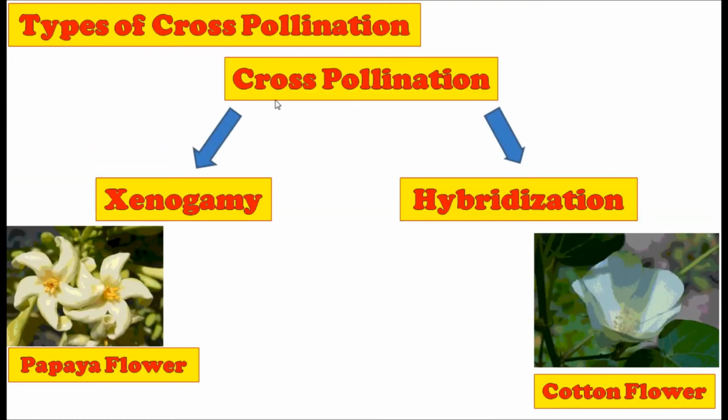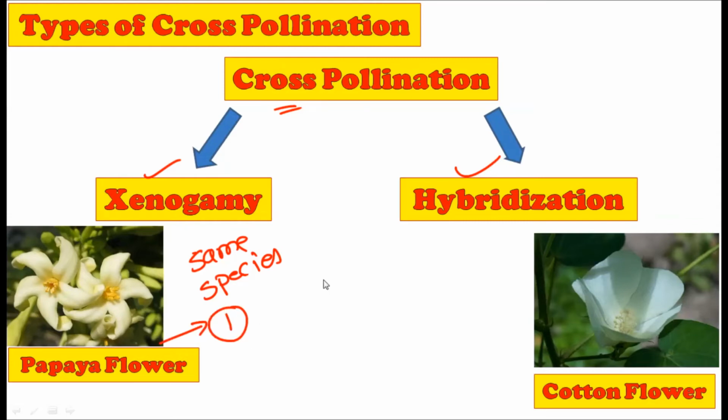Right. Now there are two types of cross-pollination. First is xenogamy and second is hybridization. Now xenogamy may be defined as the transfer of pollen grains from the anther of one flower to the stigma of another flower of the same species. That is, the species is the same. If you consider the example of papaya, here is the first plant of papaya, and there is the second plant of papaya. Both have flowers.